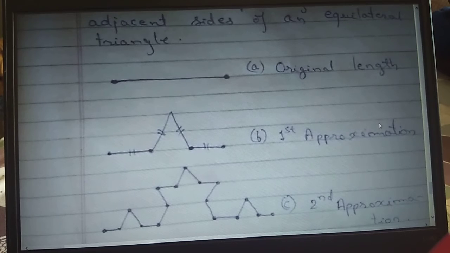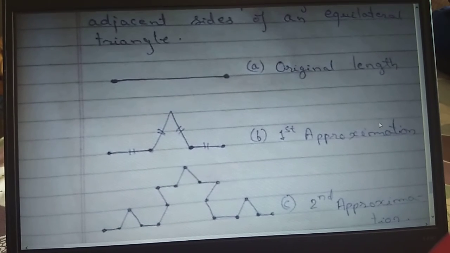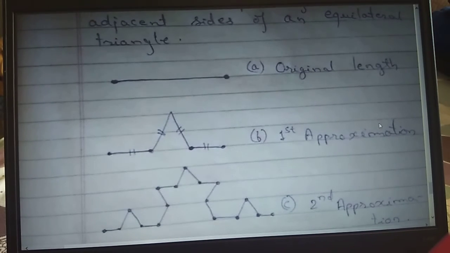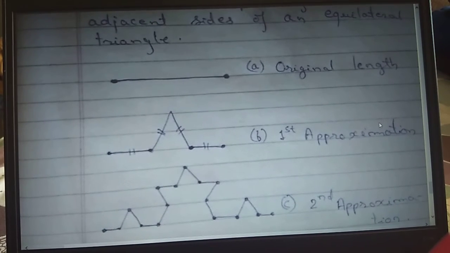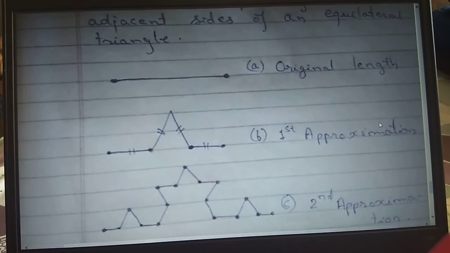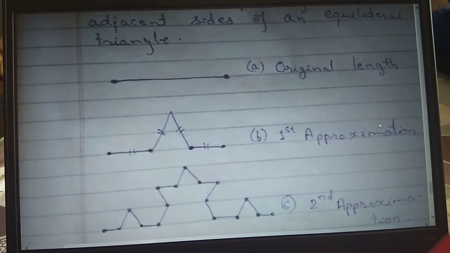First is the original line. Second, we call it the first approximation, where we divide the line into 3 equal parts. After drawing the line and dividing it into 3 equal parts, we replace the central third part, that is the upper one, by 2 adjacent sides of an equilateral triangle. Then this gives us a curve whose end coordinates are the same as those of the original segment, but here we have built it from 4 equal length segments, right? You can see in the image.